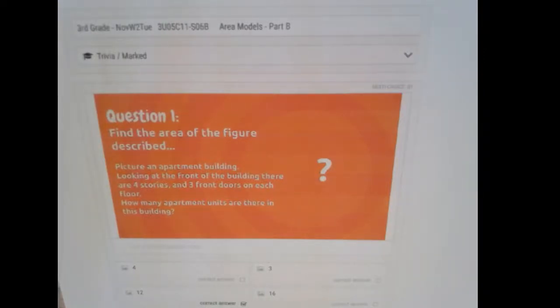Hello, welcome back. Today we are continuing with area models, but now instead of being given the shape where we simply count the rows and columns, here we have to think a little bit deeper, okay? So if we're asked to picture an apartment building, and looking at the front of the building, there are 4 stories and 3 front doors on each floor. So how many apartment units are in this building?